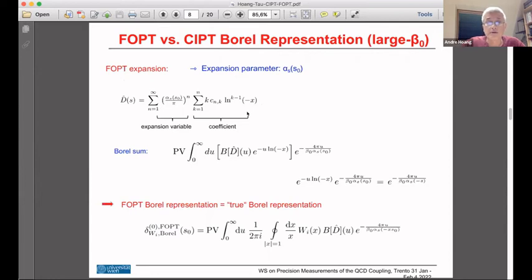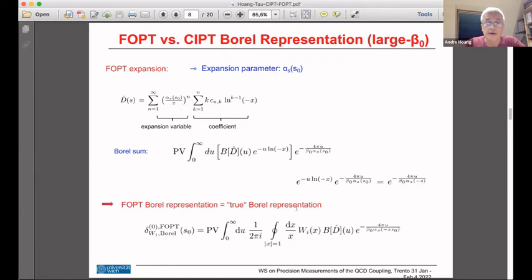You can actually show in models, and you can actually derive, for example, in the large beta naught approximation, where we can have a very simple analytic formula, but even in full QCD it works, that these coefficients are reproduced by taking the Borel function of the Euclidean, and in large beta naught, you just have to multiply this exponential, right? So you know this function exactly. And because you have the expansion parameter, you use the inverse Borel transform rules, and then you can stick it into the contour integral. So that's all the usual thing.